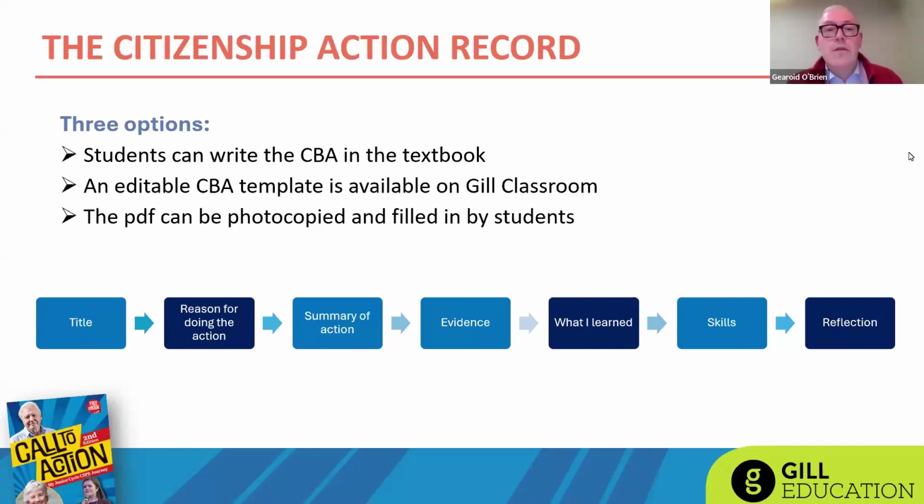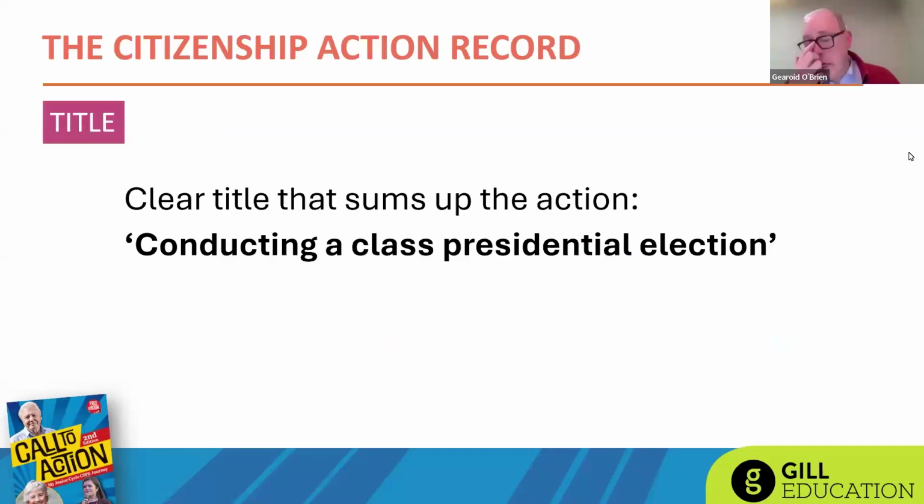I've put in the various different elements of it. You have a title, the reason, the summary, evidence, what I learned, the skills, and reflection. I'll go through each of those. So in the template that's in Call to Action, and it's similar enough to the template for the first edition, but I've made a few tweaks to it. First of all, the title: a clear title that sums up what the action was. So, conducting a class presidential election. That's pretty clear what the action entailed.